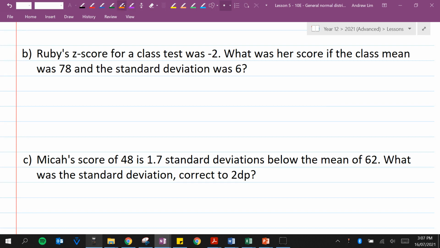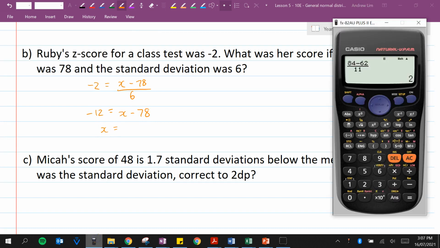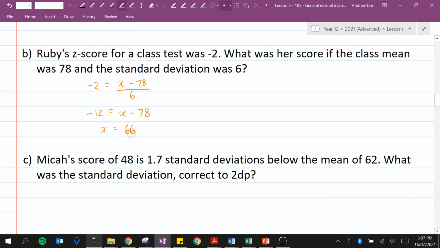Okay, let's have a look at this one. So her Z-score is -2. What was her score if the class mean was 78 and the standard deviation was 6? So now we can just use our algebraic skills. You have -12 is equal to x minus 78. So x is equal to -12 plus 78, which is 66. So Ruby got a score of 66.